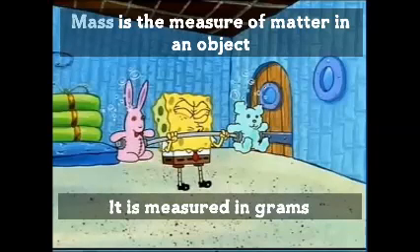Now another base unit we have is mass. Mass is measuring how much stuff there is, how hard it is to move something. It's the measure of how much matter there is in an object. And that's measured in grams, kilograms, milligrams, centigrams. Those are all measures of mass. Don't get mass confused with weight. We'll talk about the difference later. But mass, just remember, is how much stuff is in an object.